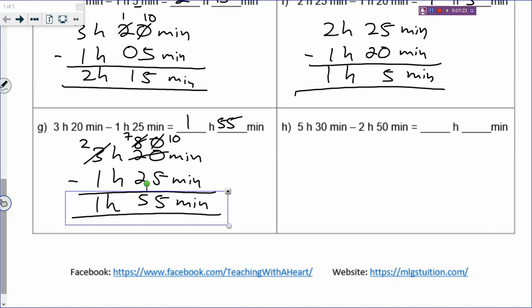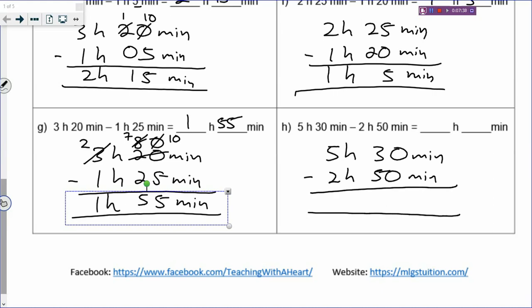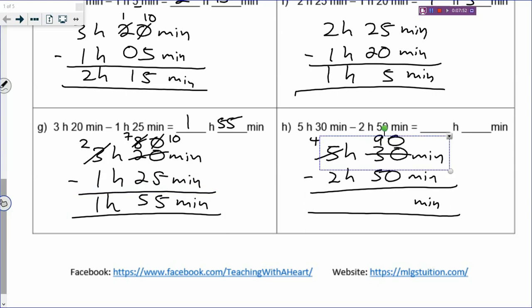Okay, let's do another example, to make sure that you know how to borrow 1 hour. So 5 hours 30 minutes, and you minus 2 hours and 50 minutes. You can see that 30 cannot minus 50. So immediately, you don't wait until later, you take out 1 hour, so you have 4 hours left, and the 1 hour becomes 60. 60 plus 30 will give you 90 minutes. Then 90 minus 50, and you get 40 minutes. Then 4 hours minus 2 hours, you get 2 hours. So what is the answer? 2 hours and 40 minutes.